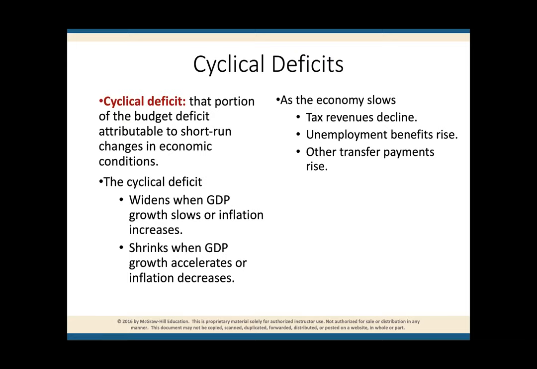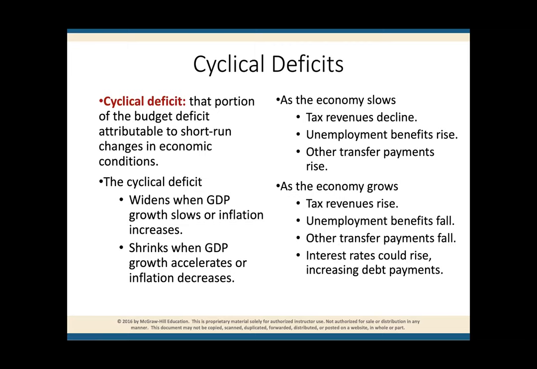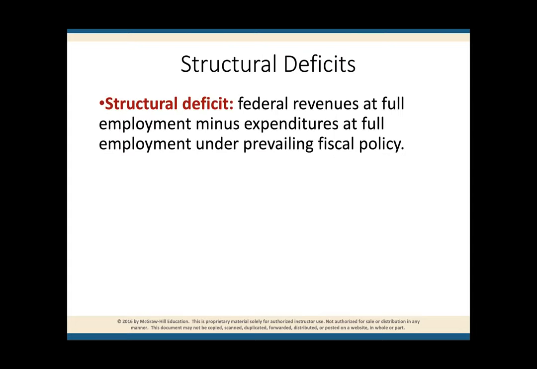So as you can see, the cyclical deficit that we're experiencing is a result of the economy going in an opposite direction. On the other hand, if the economy begins to grow, taxes increase, unemployment falls, transfer payments decrease, right? So when the economy is going into a time of prosperity, we tend to have surpluses. And when the economy begins to go into a time of recession, we tend to have deficits.